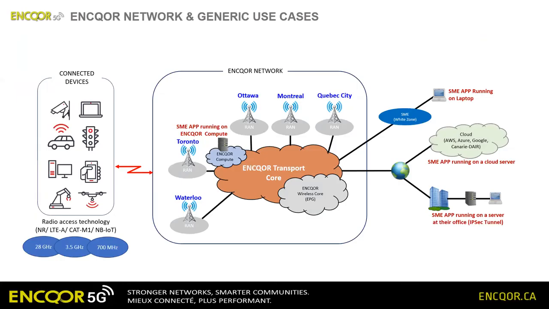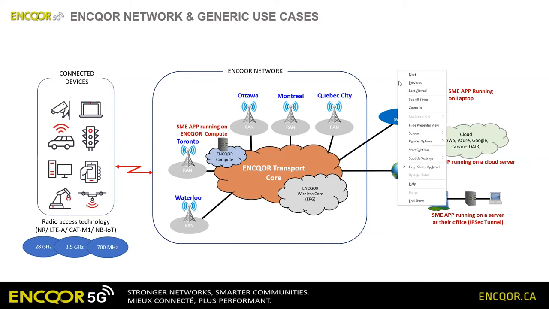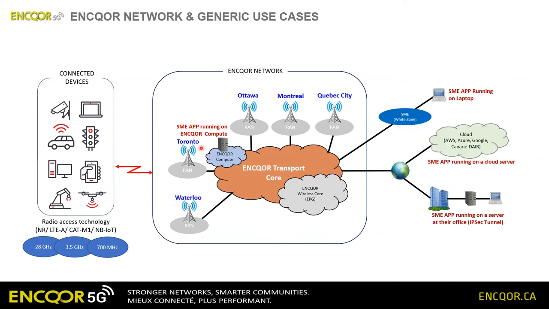So let's start without delay on the network, the ENCQOR network. The network, as my colleagues Sebastian and Robert mentioned, the program ENCQOR, we have five hubs in the program. We have Waterloo, Toronto, Ottawa, Montreal, Quebec City, and the core is in Saint Laurent in Montreal. The network is connected, up and running, and is being used by many people so far. And again, it's mainly for research, development, innovation, and researchers to use it for their research.